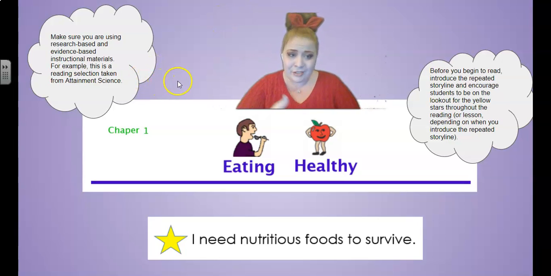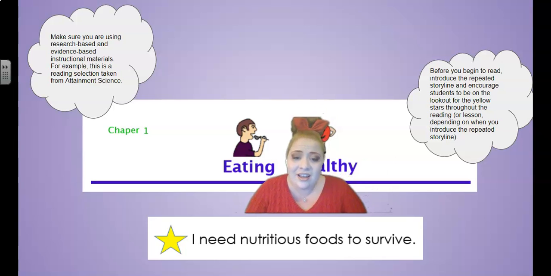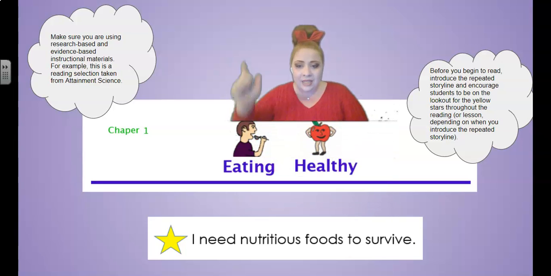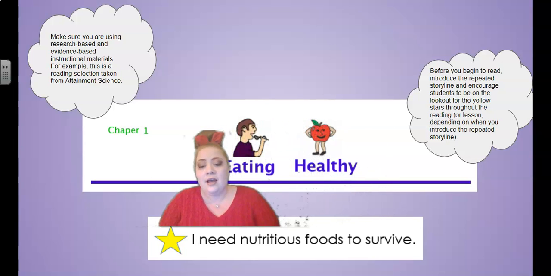So just know that as we go through this, you're going to be seeing Attainment, which is accessible on the Google Drive now. Admin uploaded all of that. If you're not using Attainment, maybe try it because it's actually very good. I think it's great. So anyway, you're going to see the beginning of the chapter here, and then you're going to see the repeated storyline. This is when I really get into the repeated storyline.